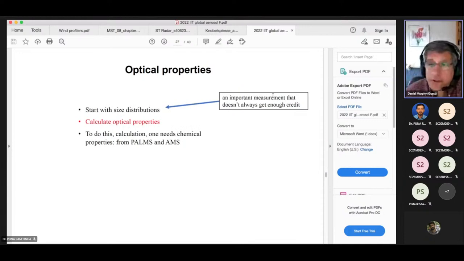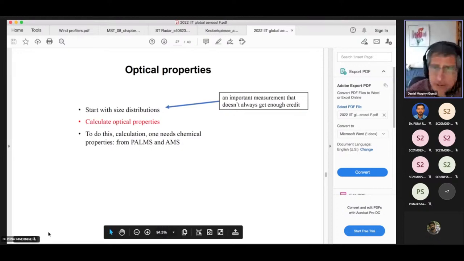So now I'll talk a little bit about optical properties. Optical properties of particles are really important for a couple of reasons. One is visibility, which depends on the optics, and also the climate impact of particles depends on how much light they scatter back to outer space, which is an optical property. So the way we work on optical properties is, again, to start with the size distributions. And I want to say here, it's an important measurement that doesn't always get enough credit.